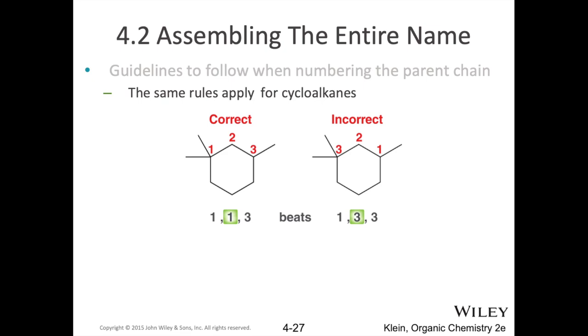Cycloalkanes also follow basically the same rules. You look at your tiebreakers, right? So again, if we're doing this trial and error, if I number it from the left, 1, 2, 3, I have two methyl groups at the number 1 position and one at the number 3 position. If I numbered it from the right, I have one at the number 1 position and two of them at the number 3 position. And you can see here where that tiebreaker kicks in. The 1 over here beats out the 3 over here. So it makes more sense to have this be our number 1 carbon.